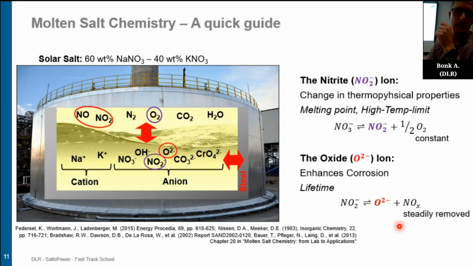It's not an issue on a technical scale, but since you're removing the NOx gases, that means you're pushing this reaction constantly to the oxide side. It may not be an issue for 565 degrees because the rates are low, but if you go to higher temperatures, like we said, it will become an issue.